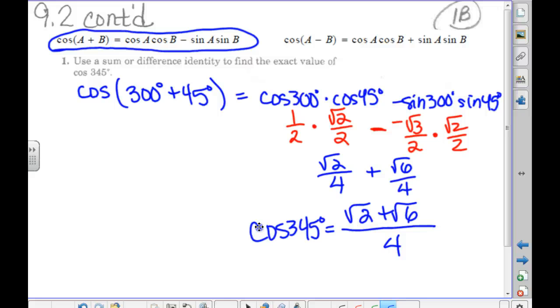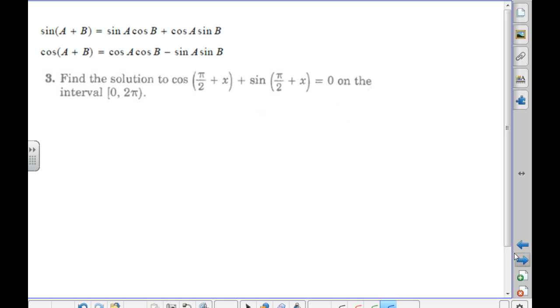Okay. And if someone's going to try and simplify that, yeah, exactly. It does not simplify. Good question, Noah, or good comment, that people will try.